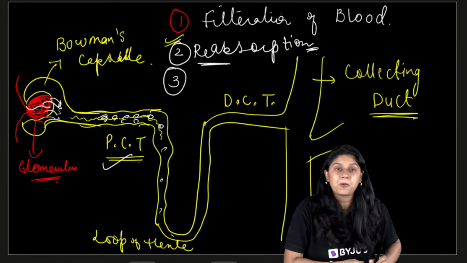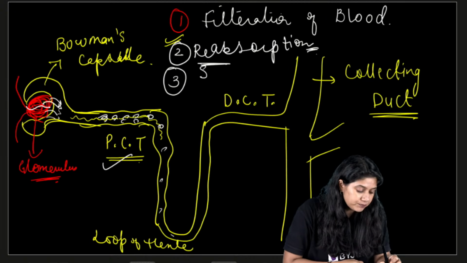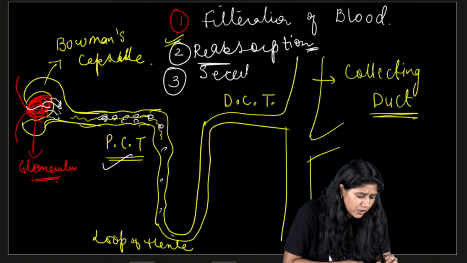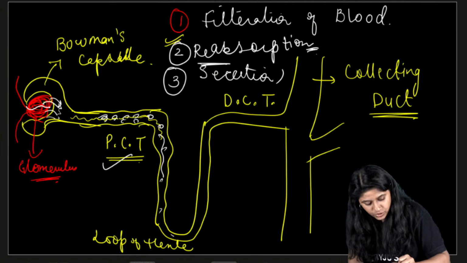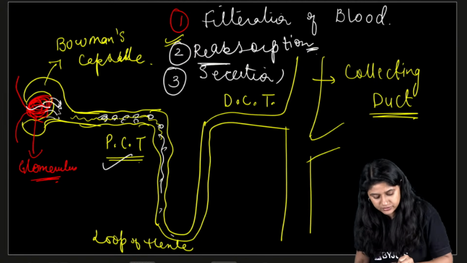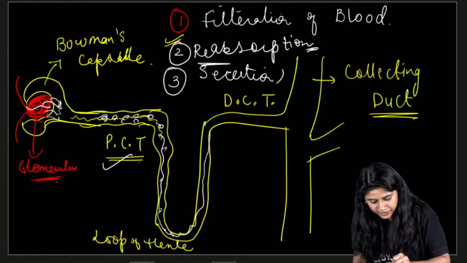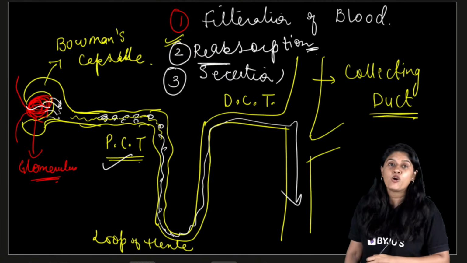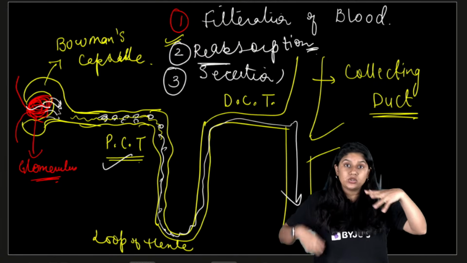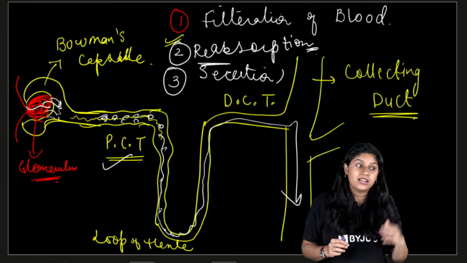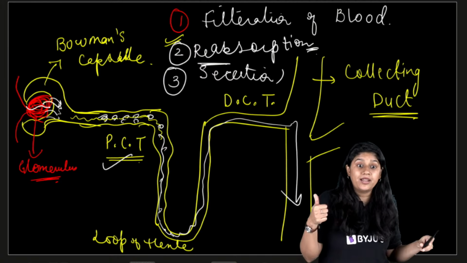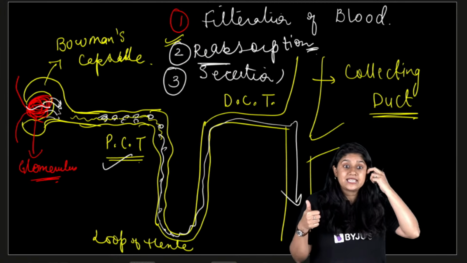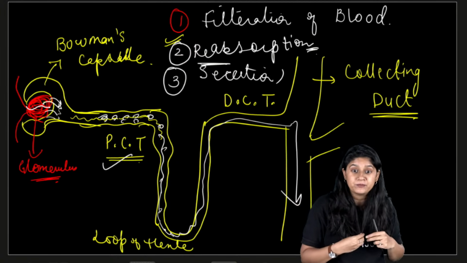And the last part is the secretion. During all of this movement that is happening, whatever is not important will be secreted and will go into the collecting duct. From the collecting duct, it will go to the renal pelvis, and all of it will be collected and move to the ureter. So everyone, what we have over here.